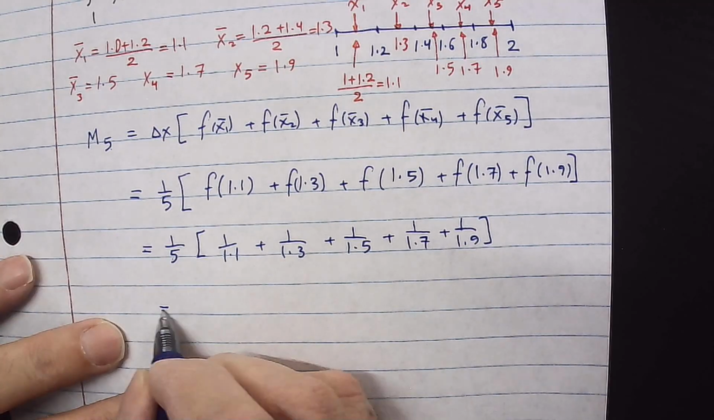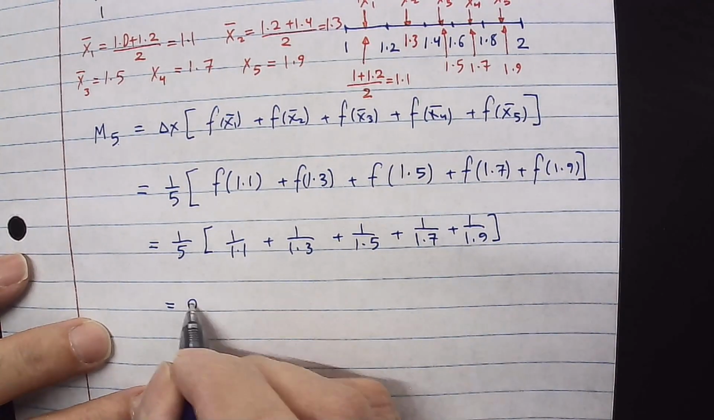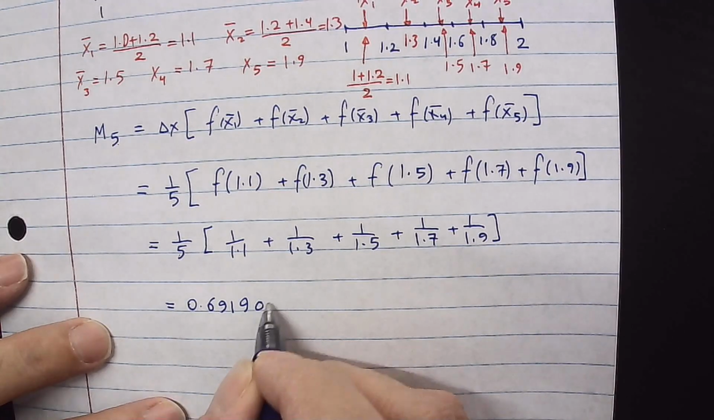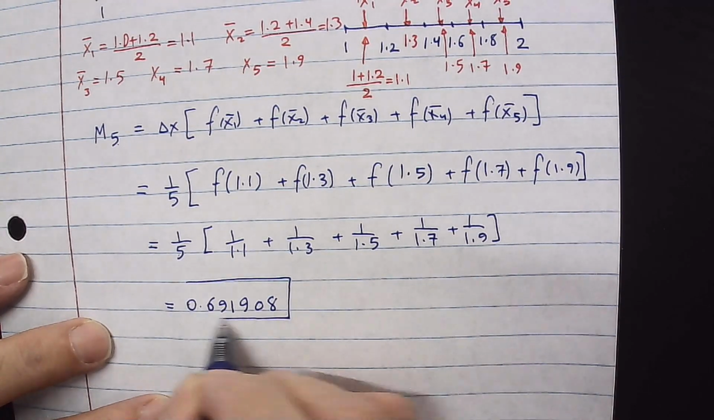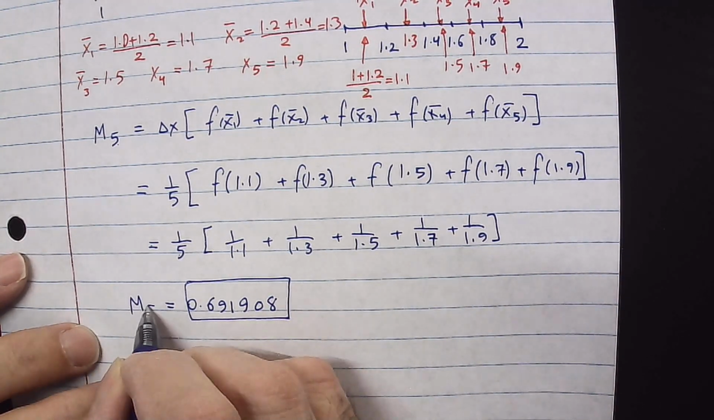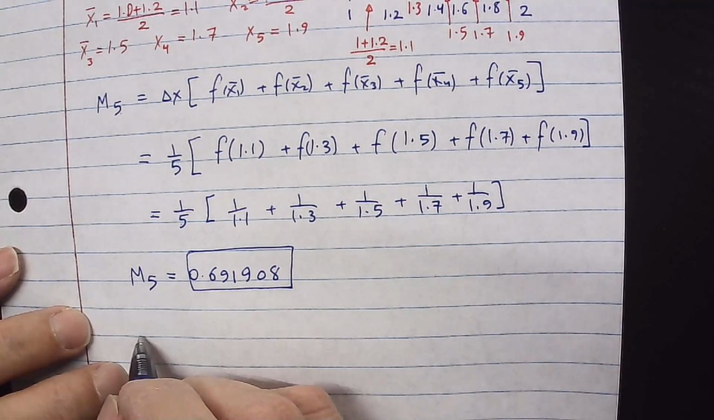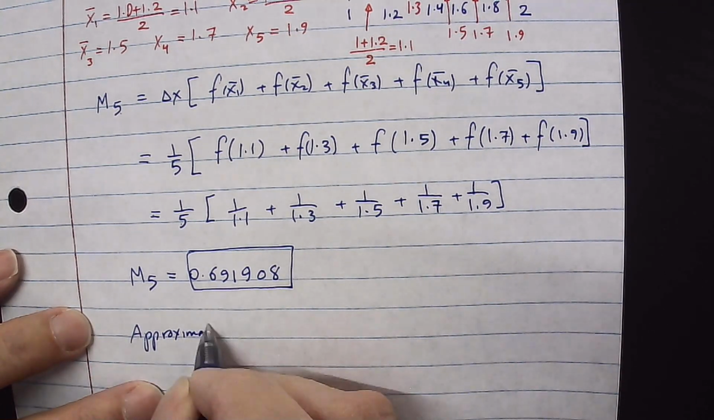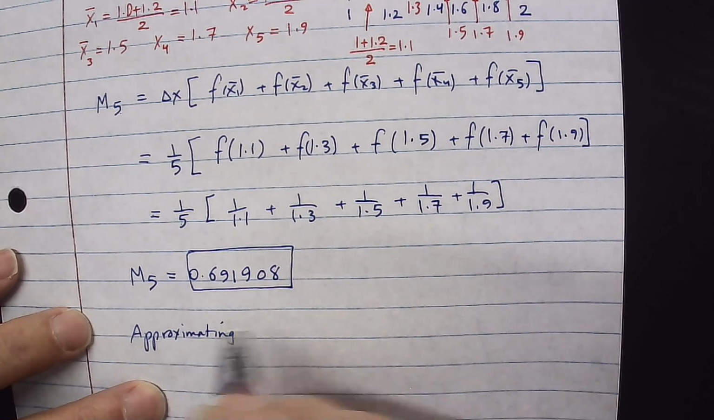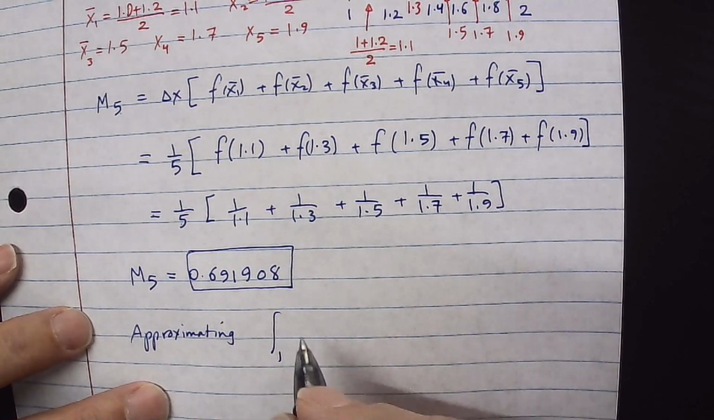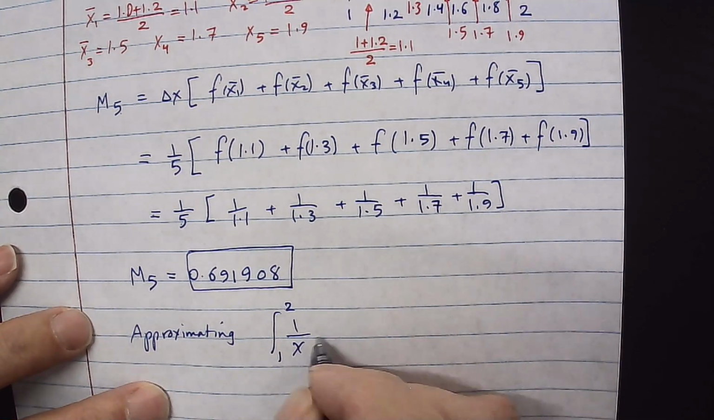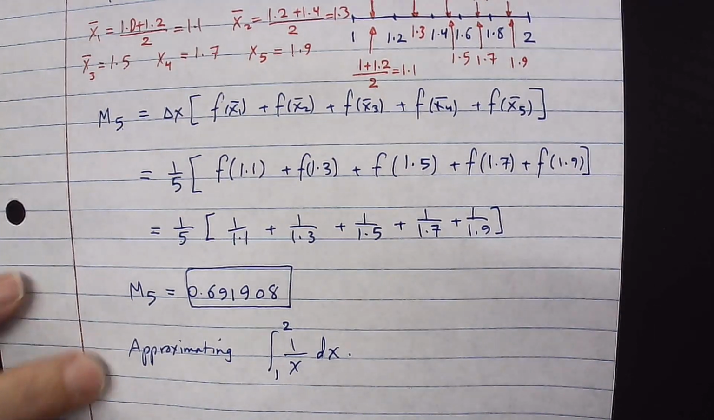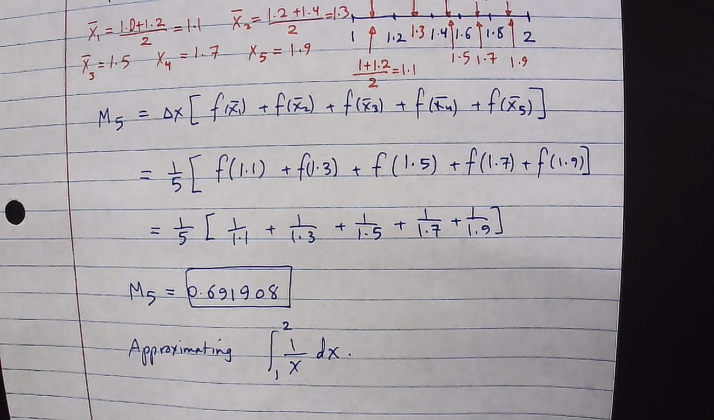Finally, we need to calculate this. This gives me 0.691908. This is M5, approximating the integral from 1 to 2 of 1 over x dx. This is how we do the midpoint rule.